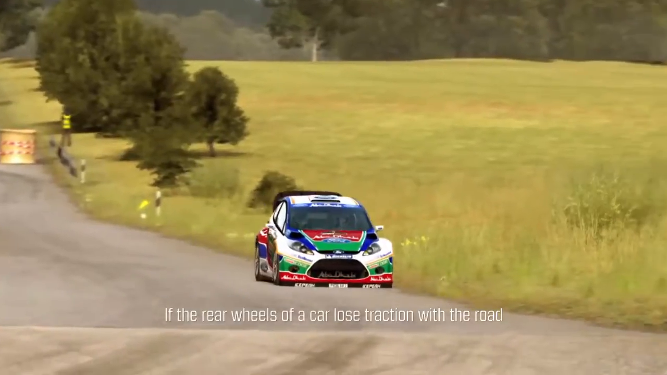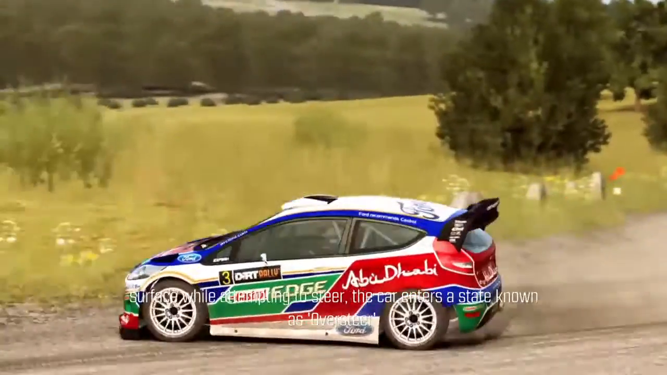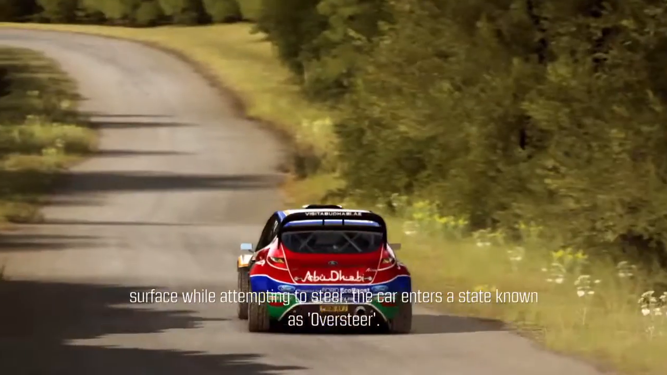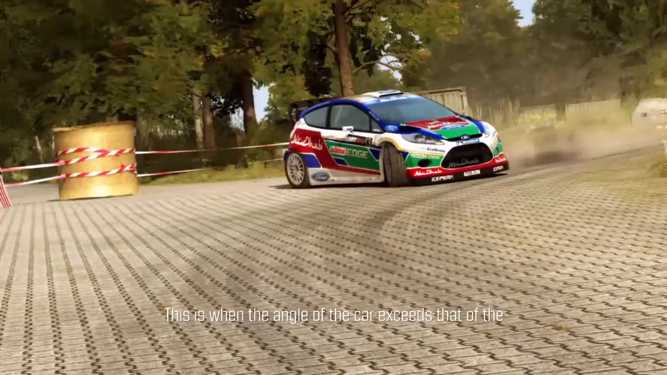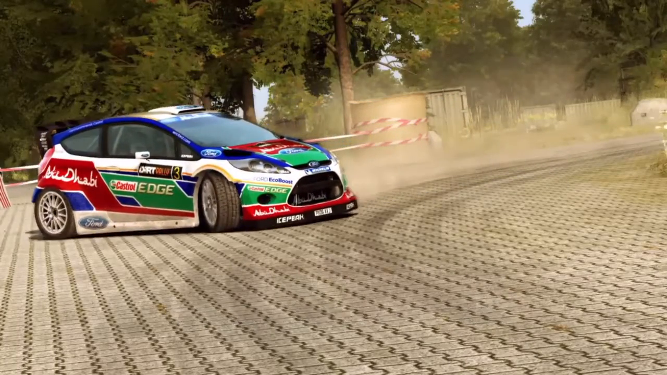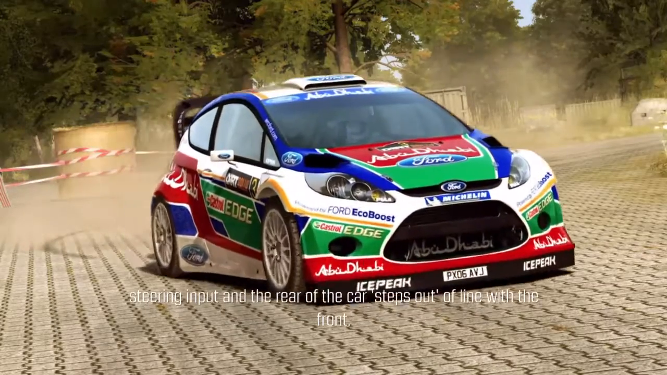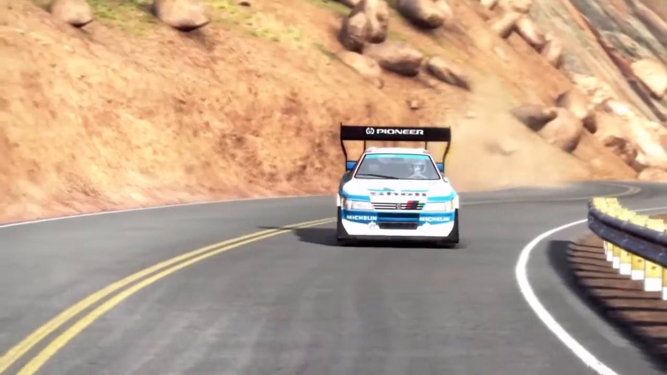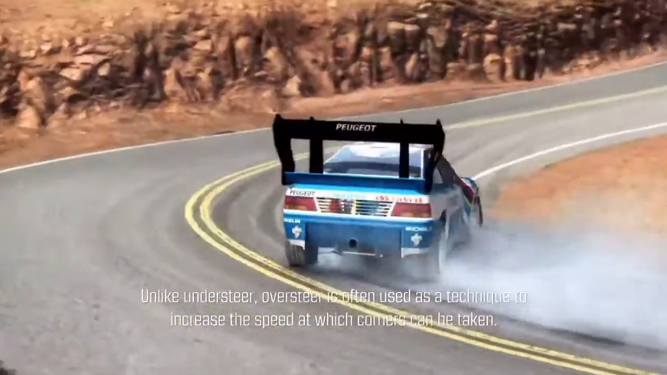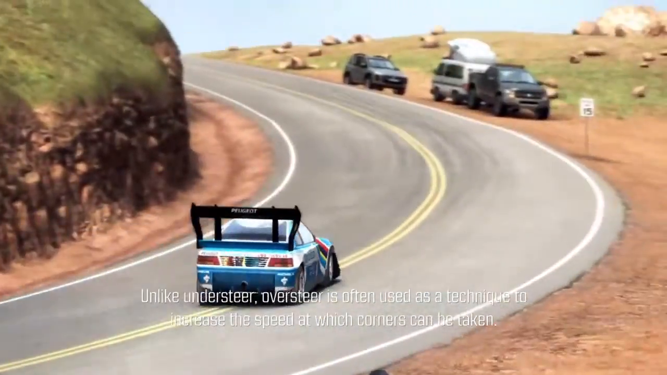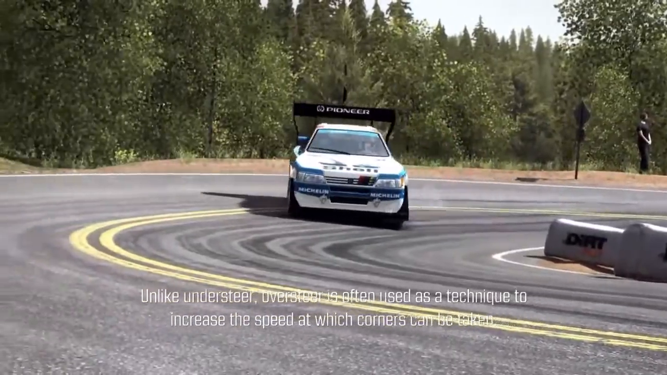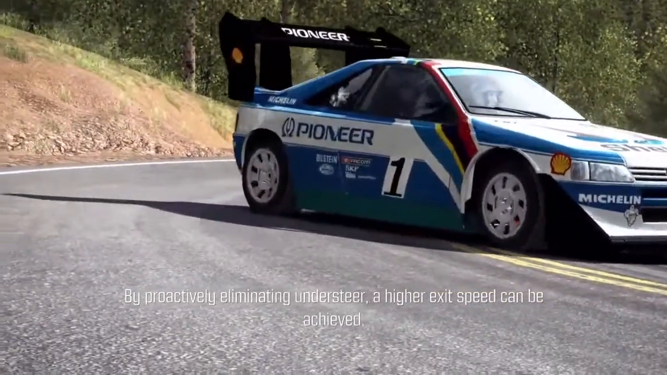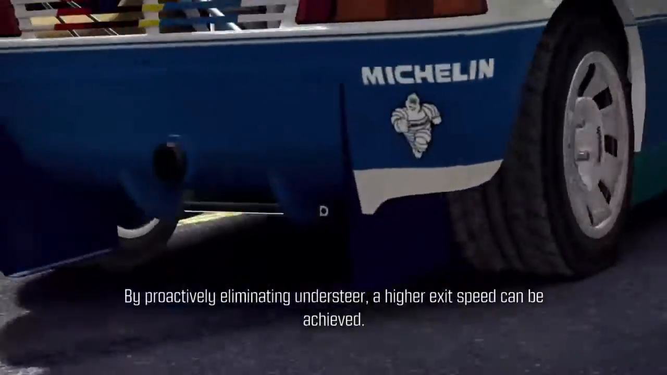If the rear wheels of a car lose traction with the road surface while attempting to steer, the car enters a state known as oversteer. This is when the angle of the car exceeds that of the steering input and the rear of the car steps out of line with the front. Unlike understeer, oversteer is often used as a technique to increase the speed at which corners can be taken. By proactively eliminating understeer, a higher exit speed can be achieved.